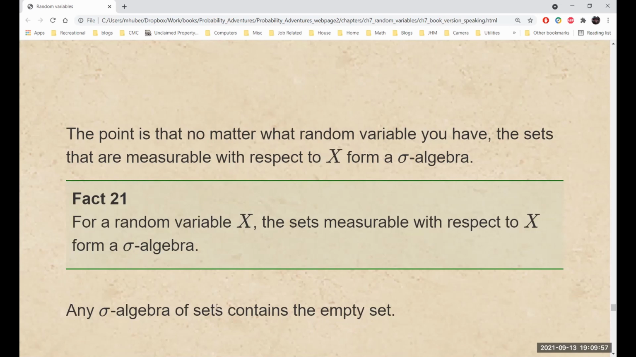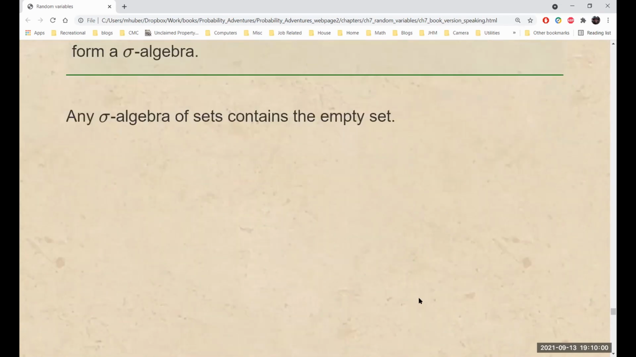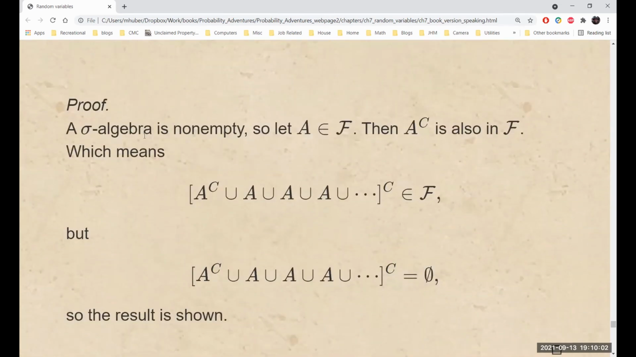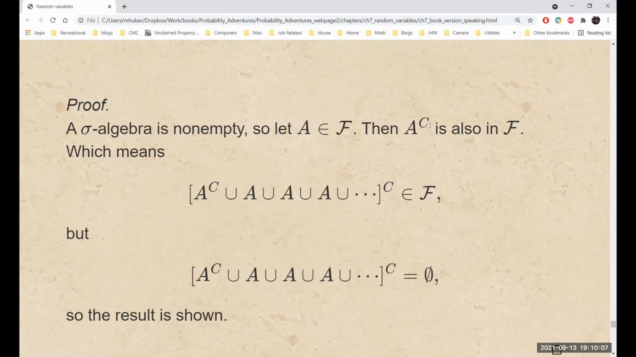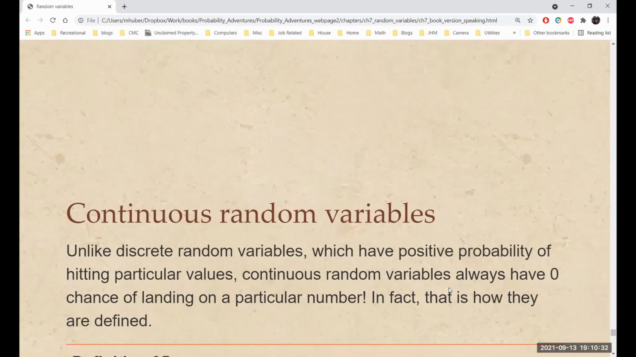Now, any sigma algebra of sets, I should point out, contains the empty set. The reason for that is we assume that a sigma algebra is non-empty, so we pick a set in there. That means that the complement is also in there, which means if we take the complement, union the set, union the set, union the set, that inside the brackets is also a measurable set. So the complement of that is also a measurable set. But the complement of this sequence of A complement, union A, and so on is the empty set. So the result is shown.